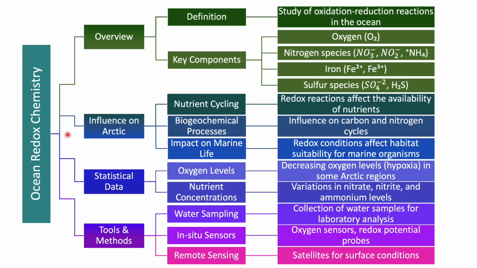Let us look at the ocean redox chemistry. The overview, or basically the definition: the study of oxidation reduction reactions in the ocean is what is called ocean redox chemistry. What are the key components? We saw the oxygen, nitrogen species, iron and sulfur species. So these are all the main participants in the ocean redox chemistry.